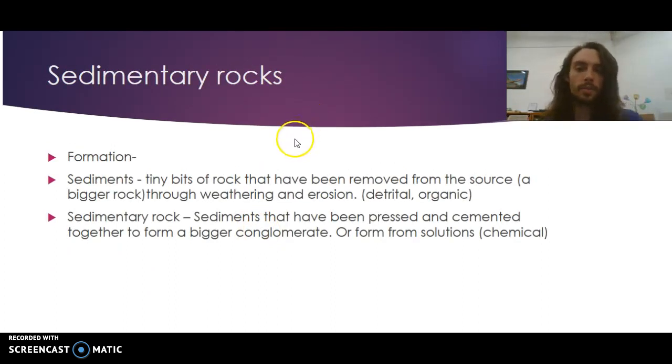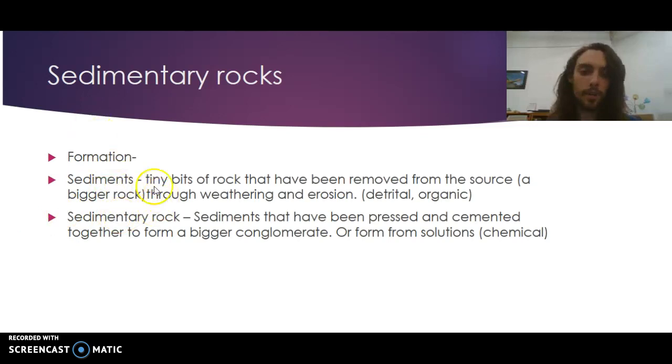Okay, so sedimentary rocks. How do they form? Well, they form by becoming sediments. And sediments are tiny bits of rocks that have been removed from the source. The source is just a bigger rock, basically. It's through weathering and erosion. So we should kind of know what weathering and erosion is, but we're also going to learn more about that in the next unit. Basically, things like wind, water, ice, even heat break down rocks into smaller rocks, and then those smaller rocks get compressed and cemented, and they turn into big rocks again.